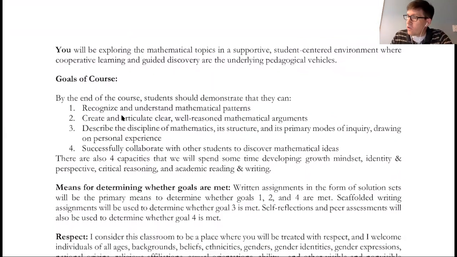Okay. Here are the goals of the course. The goals of the course are super important, and we'll keep coming back to these again and again. Number one is about recognizing and understanding mathematical patterns. Next, we want to be able to create and articulate clear, well-reasoned mathematical arguments, and we'll talk a lot more about what that looks like later on. We want to describe the discipline of mathematics, its structure and its primary modes of inquiry, drawing on personal experience. So we'll be doing mathematics, and that's going to help us be able to describe what mathematics is. And we also want to be able to successfully collaborate with other students to discover mathematical ideas. So those are the four goals of the course.